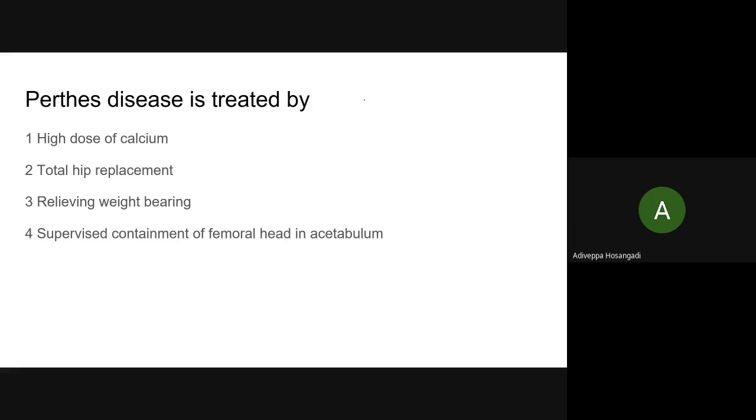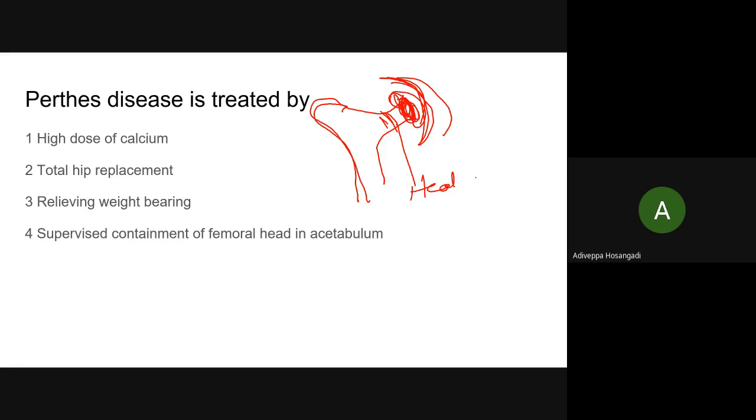So the whole idea is you should contain the femoral head in the acetabulum, because there is still growth left here. If you contain this, the normal growth of the femoral head happens and a congruent ball and socket is eventually developed. So the whole idea of treating Perthes disease is that it is going to heal on its own. It is a self-limiting disease.